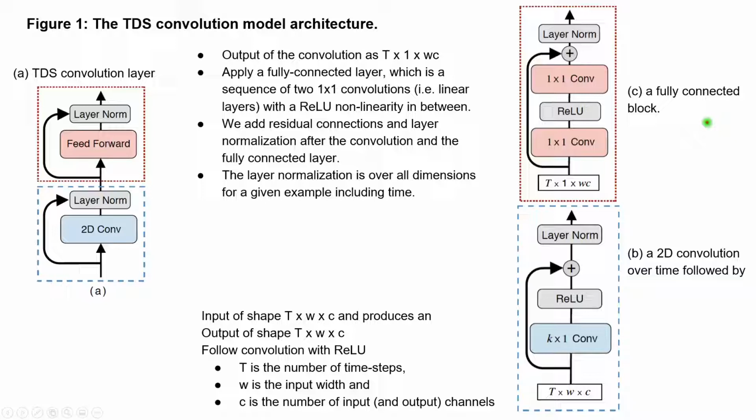This is followed by this fully connected block, and here you apply the 1 by 1 convolution, and ReLU in between as the nonlinearity, and again the residual connection is being added here, and then this layer normalization is done. So this is basically the double click version of this TDS convolution model, and TDS is also very effectively used in many of the modern approaches.